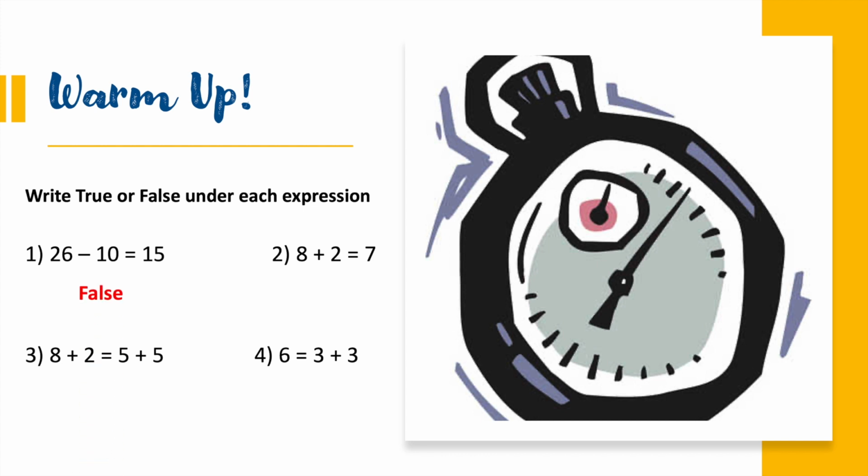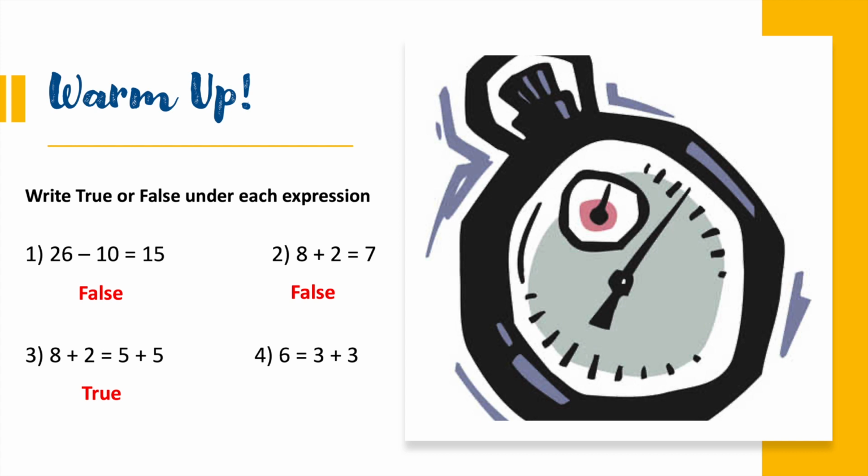Let's look at number 2. Number 2 says that 8 plus 2 equals 7. I know that is false because I know that 8 plus 2 equals 10. So that is false. Let's look at number 3. So remember, first we have to look at one side of the equal sign. So I know that 8 plus 2 equals 10. So let me see, what does 5 plus 5 equal? It equals 10 too. Therefore, 8 plus 2 equals 5 plus 5 is true.